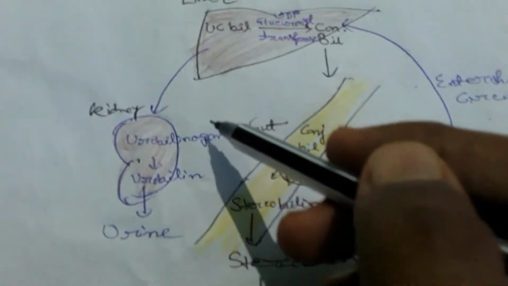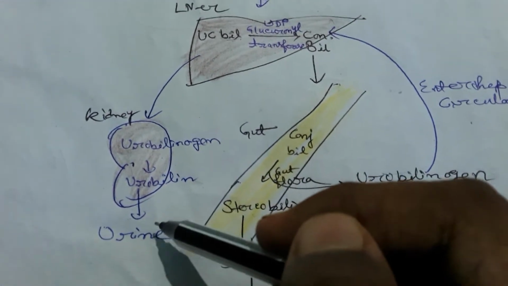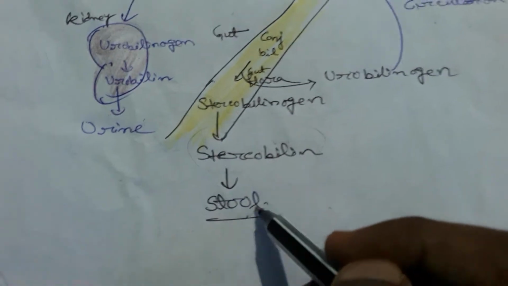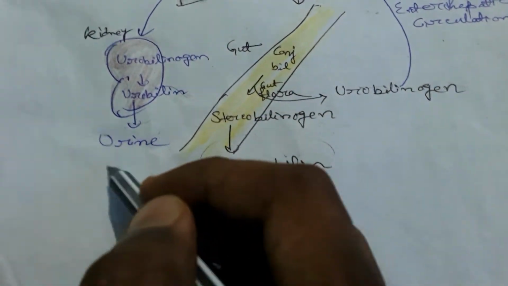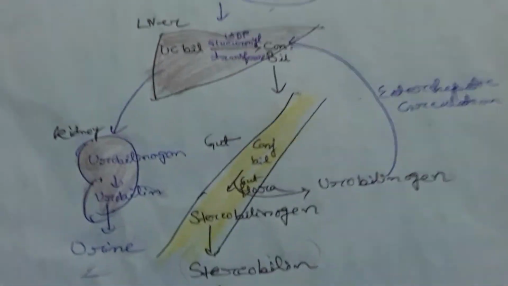From the liver, it now follows the kidney pathway, and in the kidney, urobilinogen is converted into urobilin and excreted in urine. So, this stercobilin is responsible for the stool color, which is normally yellowish, and urobilin is for urine. U for urine and S for stool. So, it will be very easy for you to remember.